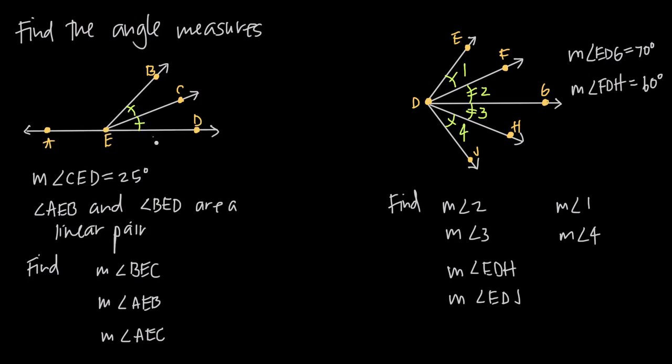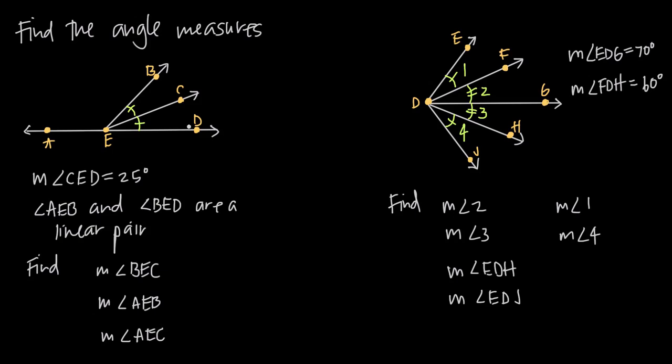We've been given some information about the angles. We've been told that the measure of angle CED is equal to 25 degrees, and that the angles AEB and BED are a linear pair. So let's break down the information we've been given before we get into finding the measures of the angles we've been asked to find down here.